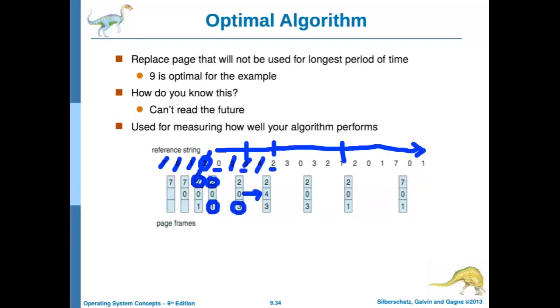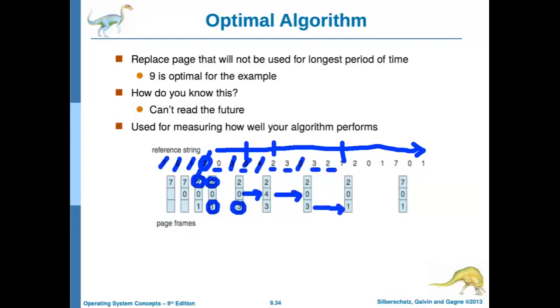3, no page fault. 0, yes, 0 is not available there. With 2, 4, 3, now 3 is there, 2 is there. Definitely it will replace 4 with 0. So this is one more page fault. And so on, so forth. 3 is already there, 2 is already there, 1 is not there. So out of 2, 0, 3, 2 and 0 are immediately required. So it will replace 3 with 1.